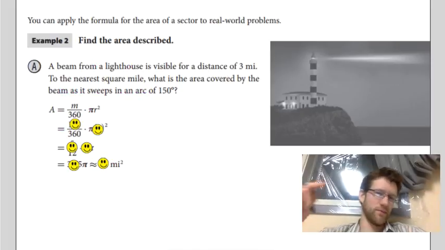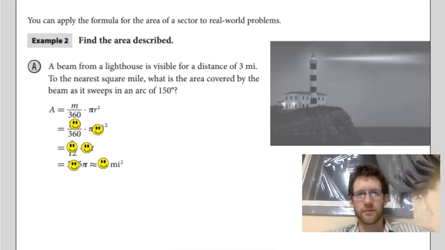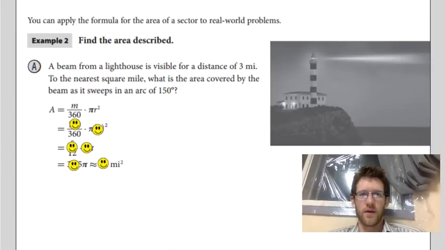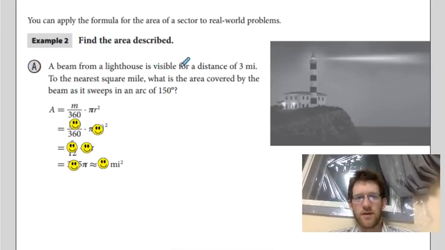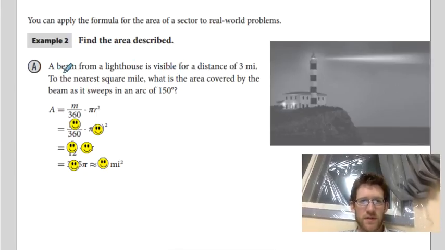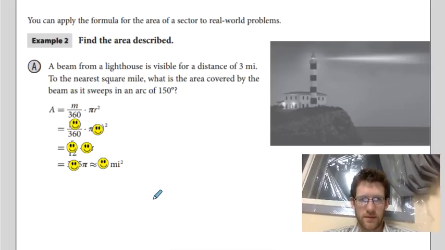Okay, they're going to start making these harder because this is a little too simple, so they're going to put in some word problems. For word problems, don't think of these as super formulaic. You want to identify what's going on, draw a picture if you can, and see which formulas you may need, what information you have, and what type of information that is. So the first says, a beam from a lighthouse is visible for a distance of 3 miles. To the nearest square mile, what is the area covered by the beam as it sweeps in an arc of 150 degrees? So we'll draw our little lighthouse.